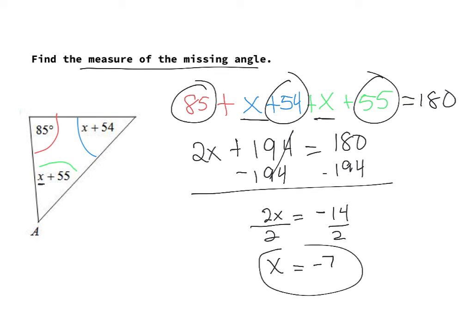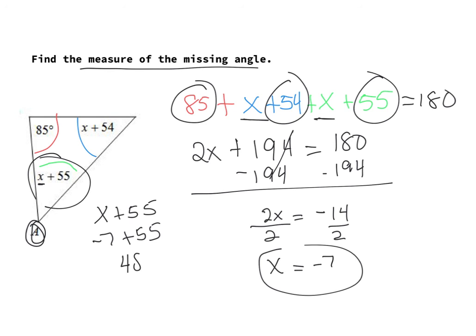However, that's not the question I'm trying to answer. We're trying to find the measurement of the missing angle, which would be angle A, and that was represented by x plus 55. But I know now that x is actually negative 7. So negative 7 plus 55 will equal 48. So the measurement of angle A will be 48 degrees.